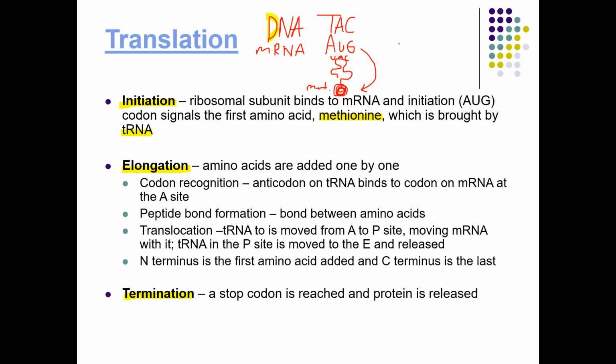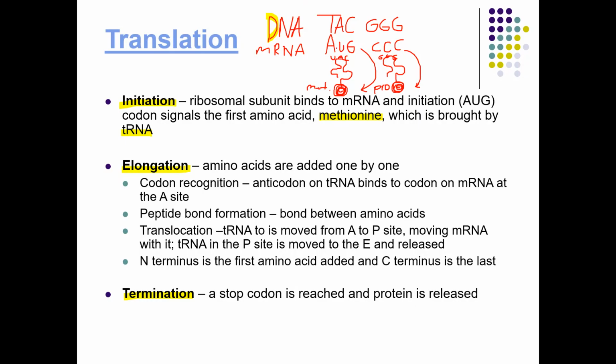Now, let's say that the next DNA sequence was GGG. That would be CCC on our mRNA, okay? Now, if you look up on your codon chart, that should be, if I remember correctly, that should be proline, okay? So the tRNA that would bring proline would have the anticodon G, G, G. So remember, the anticodon is just complementary.